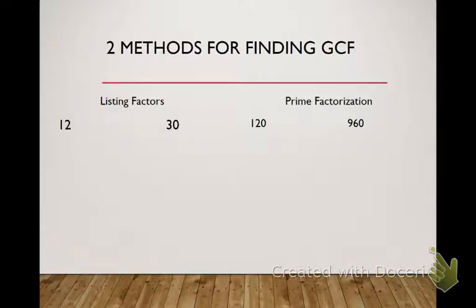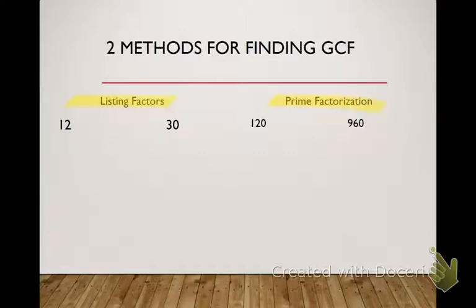You need to have these two methods listed in your notes. So if you didn't get that in your notes on Friday, you need to make sure that you list the two methods. If I were to make that a short answer question on a quiz or a test, what are the two methods for finding GCF? You should be able to say listing factors and prime factorization. Those are my two methods.